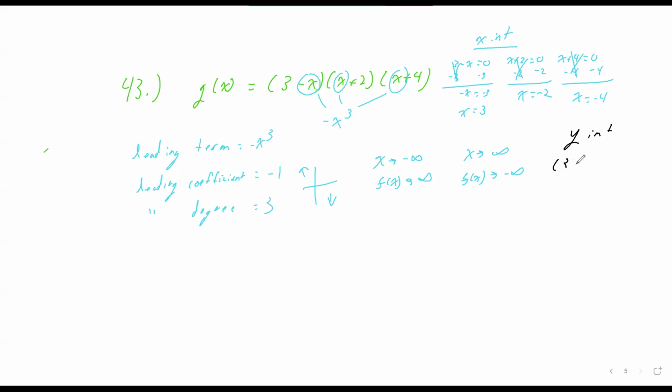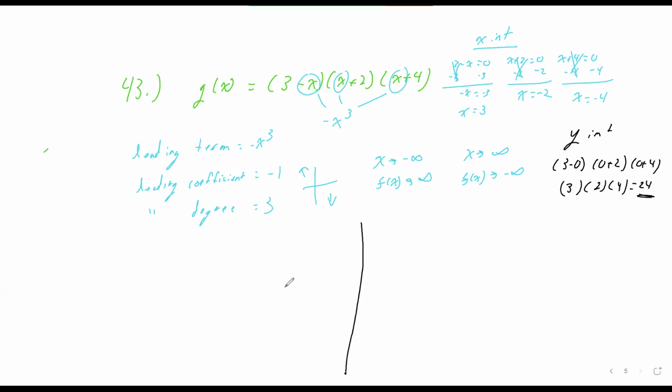So this would be 3 minus 0, 0 plus 2, 0 plus 4. So this is 3 times 2 times 4. So that's 8 times 3, which is 24, or 6 times 4. So the y-intercept is 24.